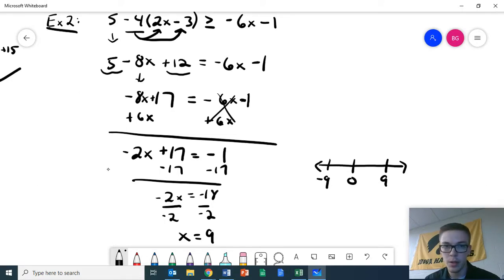Now I'll go back to the very beginning. What type of inequality is it? Well, it says greater than or equal to. So that means that we need what type of circle? Well, we need a closed circle. So I'm going to put a closed circle on 9. Now I need to go back and test a number.